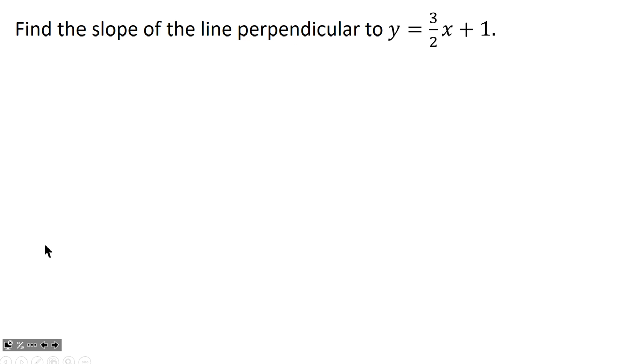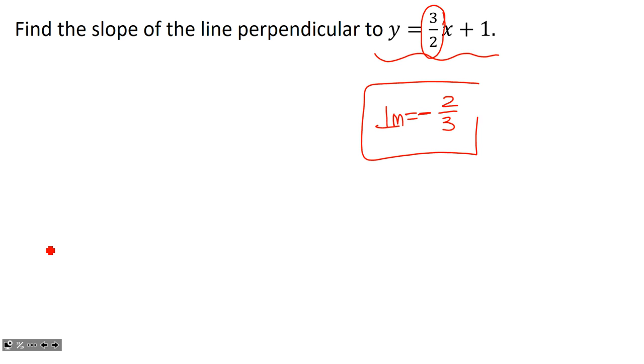Okay, find the slope of the line perpendicular to that. Remember perpendicular slopes? The slopes are opposite reciprocals. So the slope here is 3 over 2. I need to flip the fraction, make it 2 over 3, and change the sign. It was positive, so I need to make it negative. So my perpendicular slope would be negative 2/3.